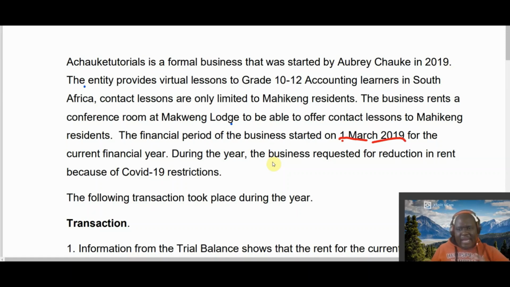In accounting, the financial period is very important. So we know that the financial period starts on 1 March 2019, right? And so automatically we know when the financial period ends. We are also told that during the year this business requested a reduction in rent because of COVID-19 restrictions.